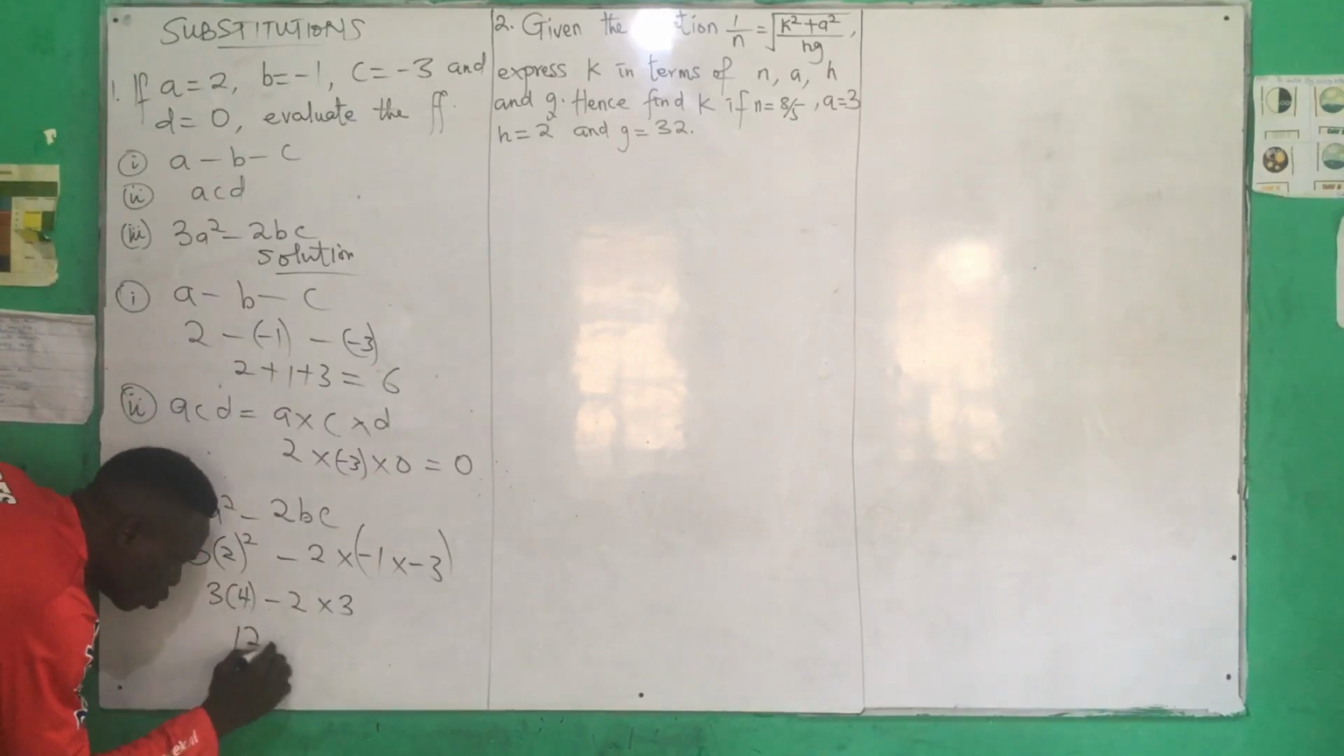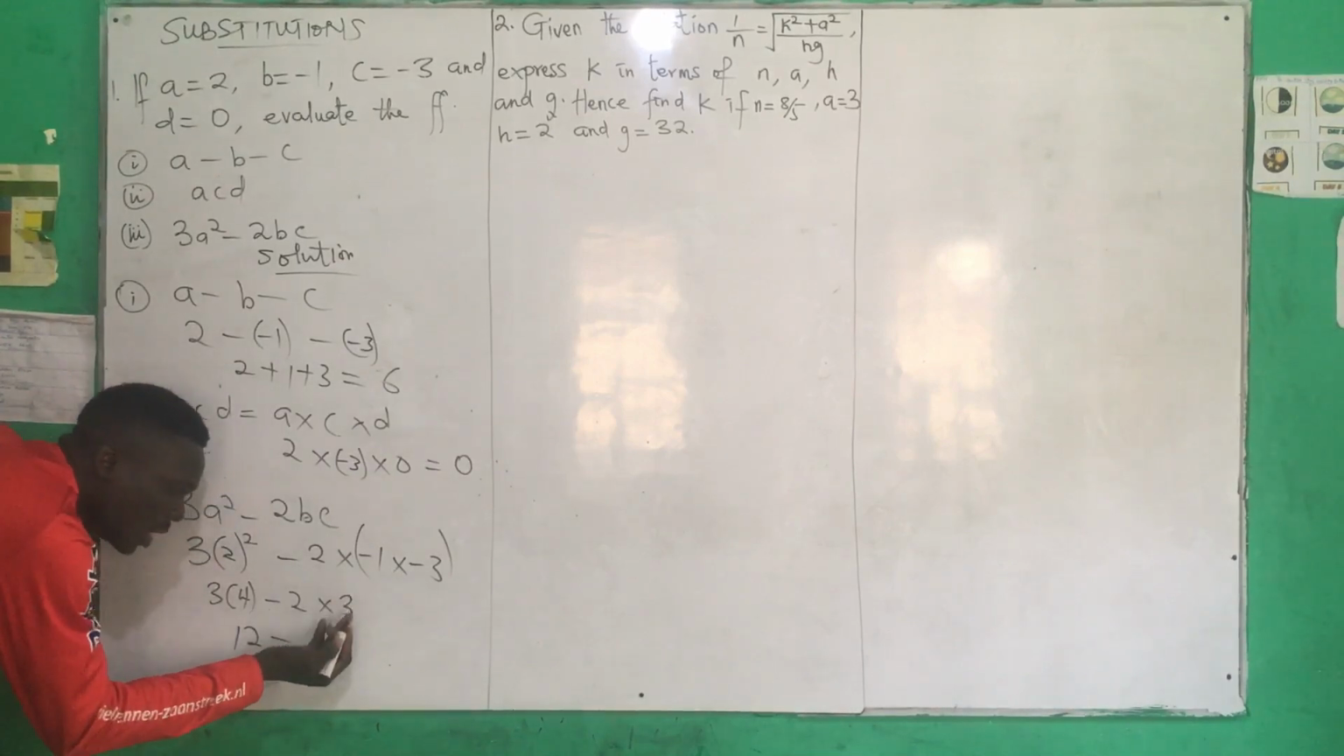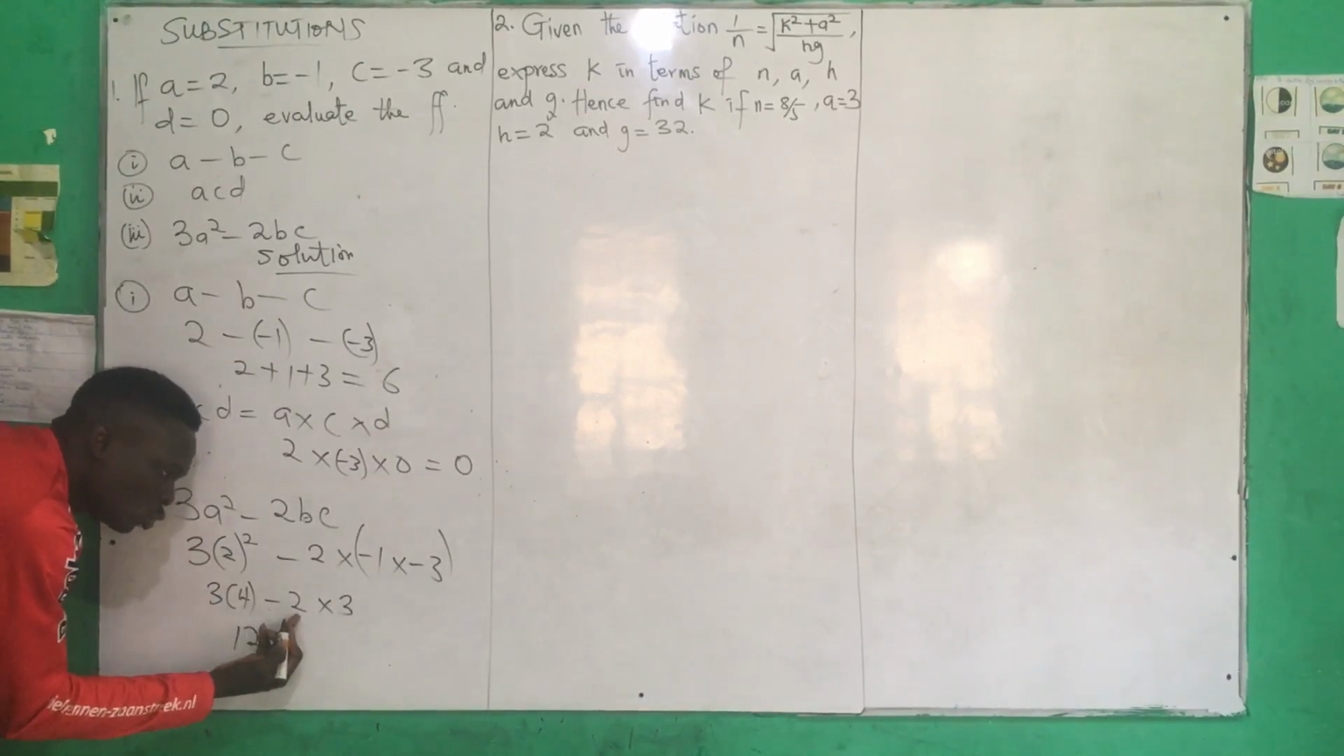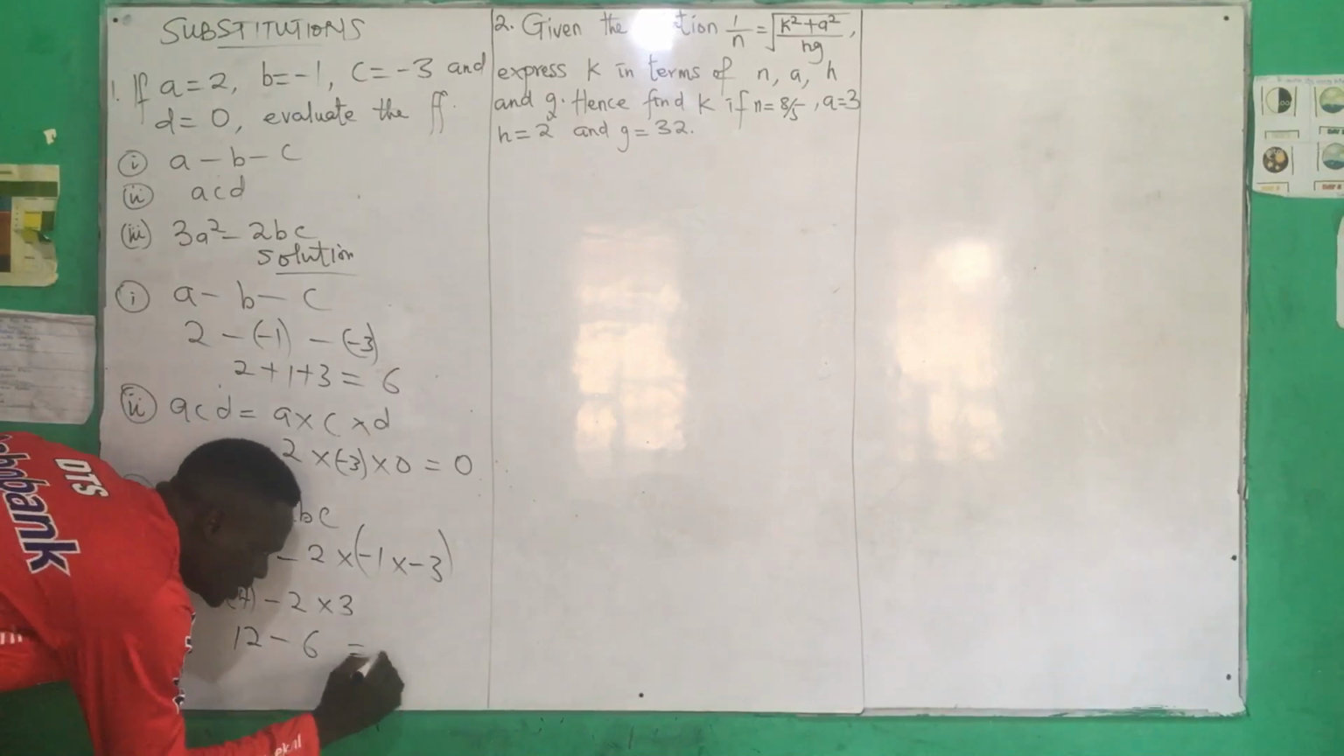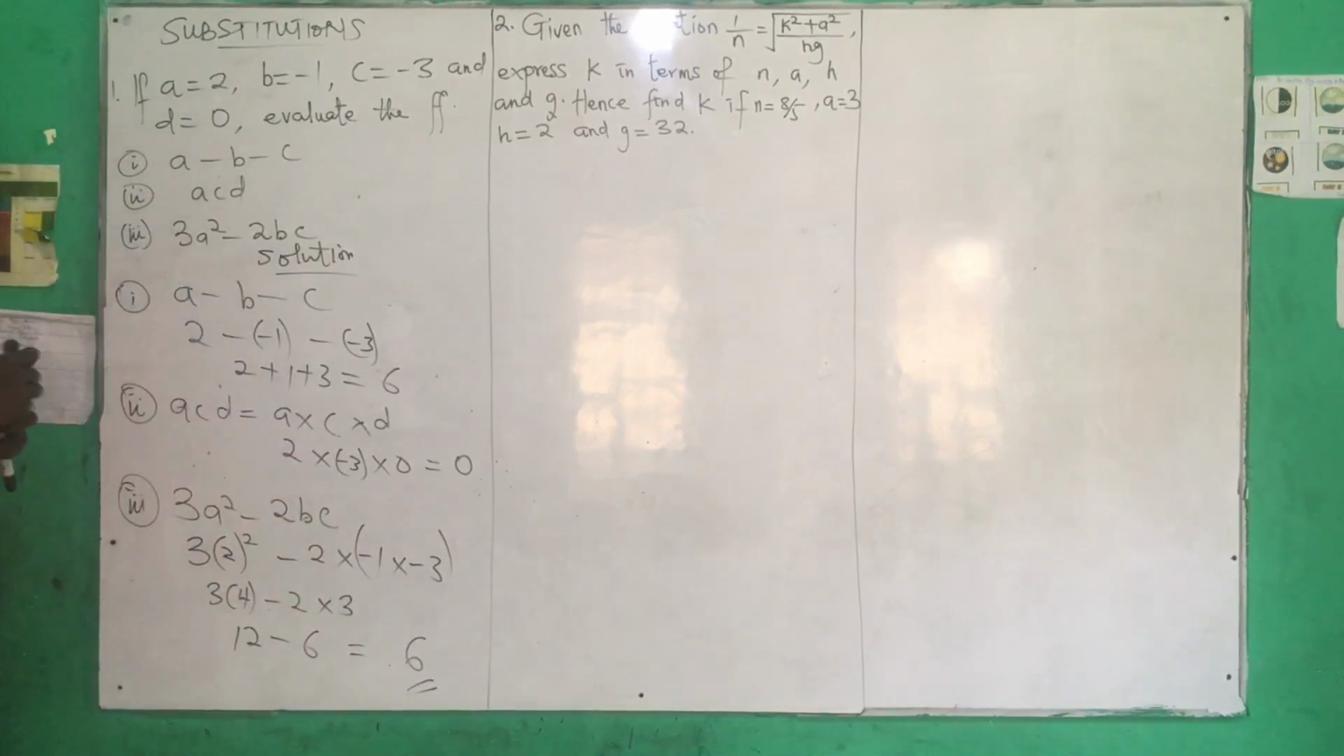Then this will give you 12 minus 6. 3 fours are 12. So 2 threes are 6. Which gives you an answer of what? 6. Because 12 minus 6 is 6.